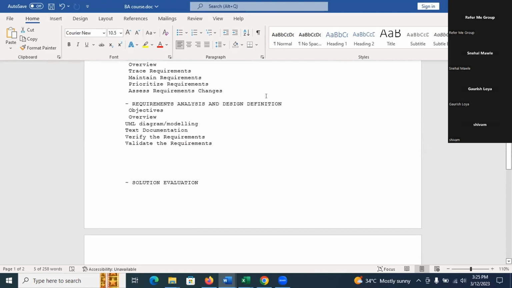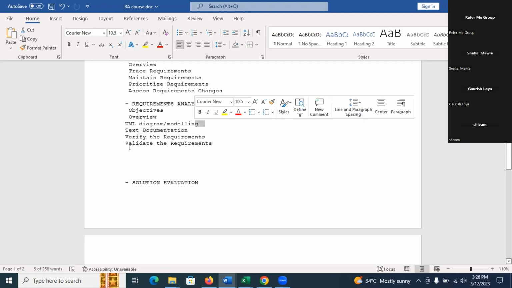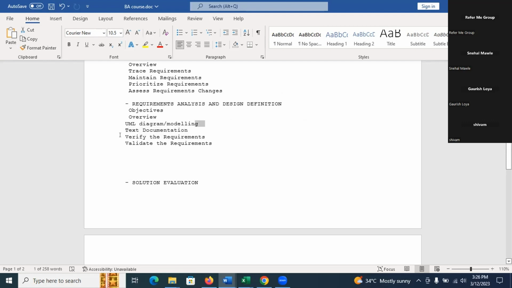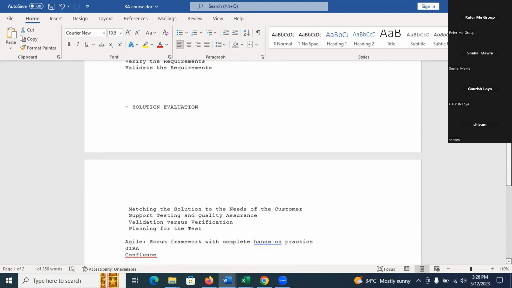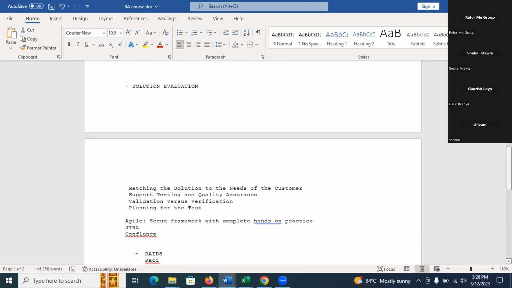Then requirement analysis and design definition. Here you will be drafting the different sections within a BRD, which stands for business requirement document, where we'll be studying writing the text document, that is nothing but as-is state, to-be state, functional specifications, UML diagrams. Then for these requirements that you have done, you will be going through how to verify and validate them again. Then you will be verifying the solution. Then there would be something called solution evaluation and writing down the acceptance criteria.